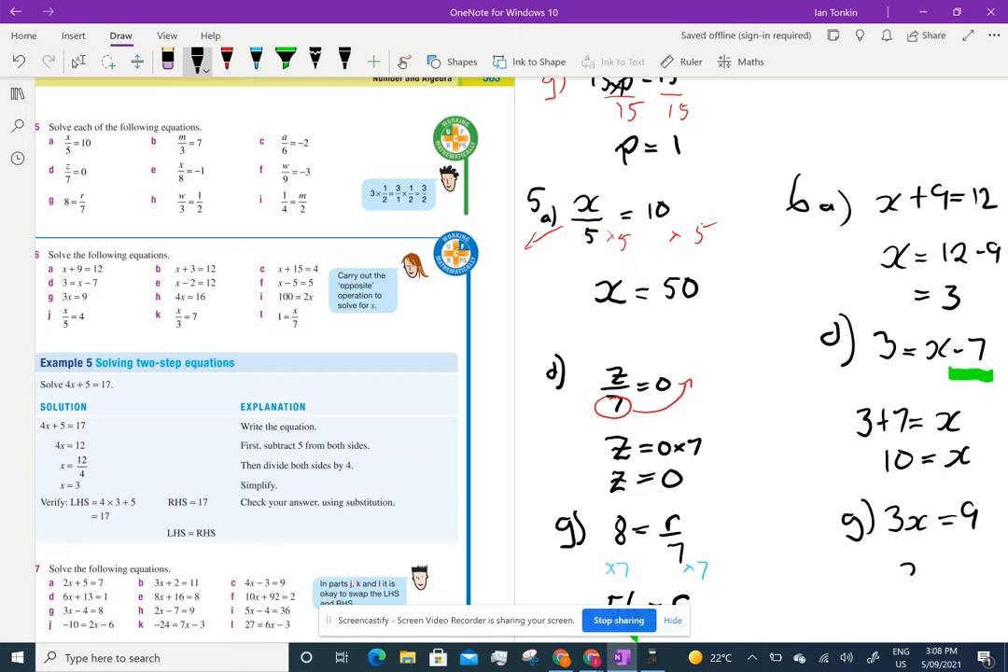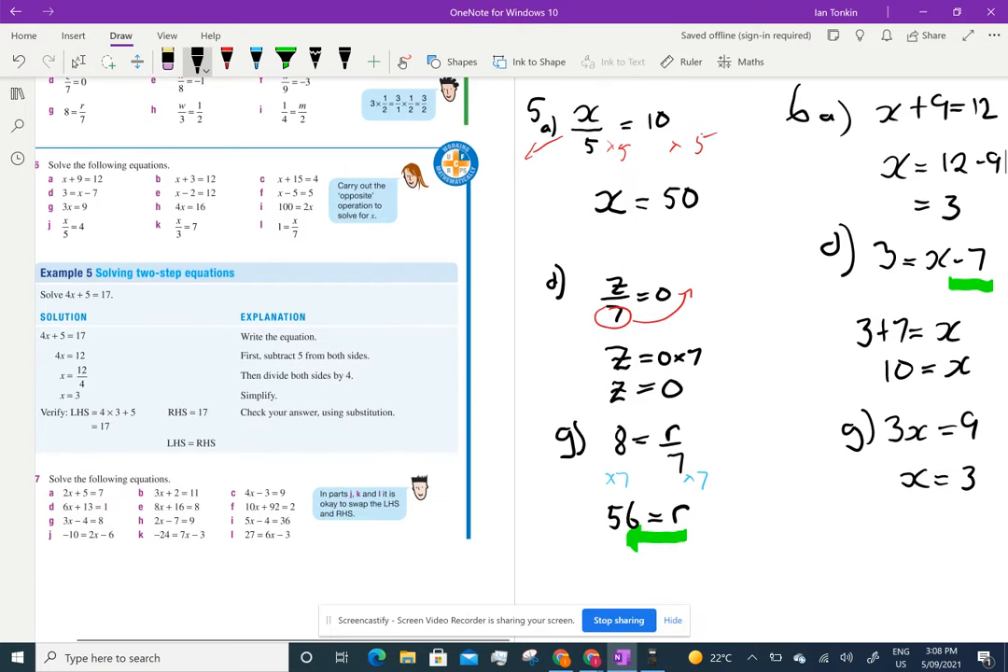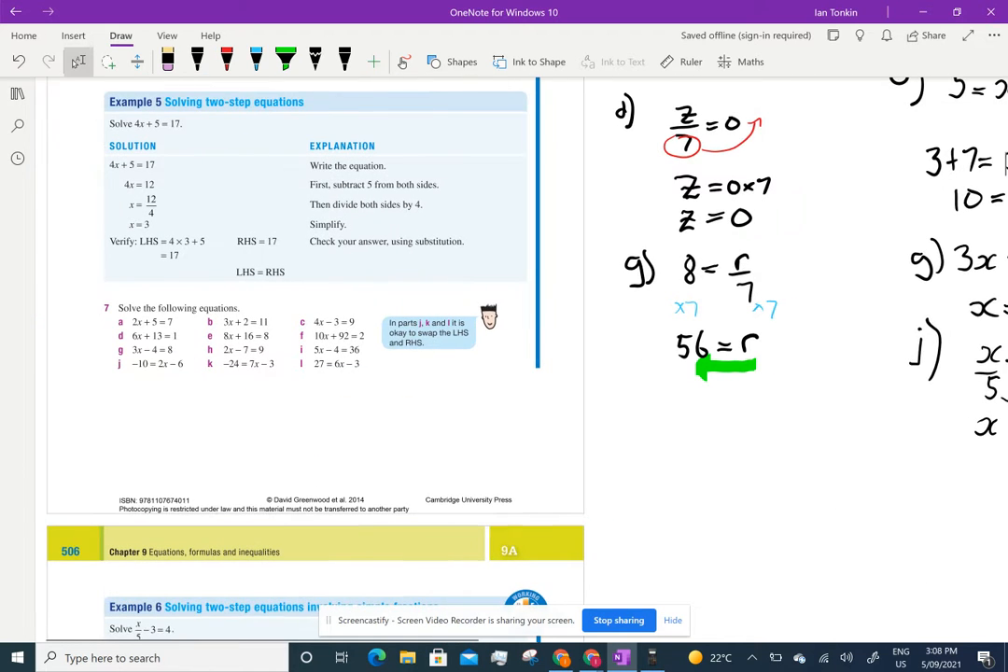I divide it. I'm just going to go, 9 divided by 3, that's 3. I'm hoping that you can do them in one step. Here's the last one, J. X on 5 equals 4. Multiply that 5 across. So to move the 5 over here, I multiply, and I get X equals 4 times 5, and that's 20. Now you should remember all this work from year 7 and 8.